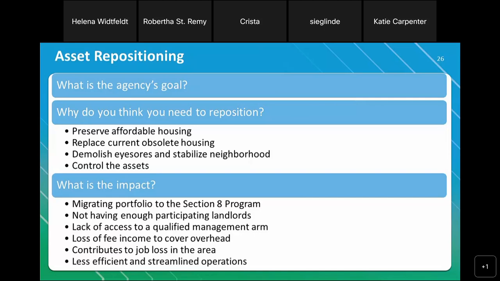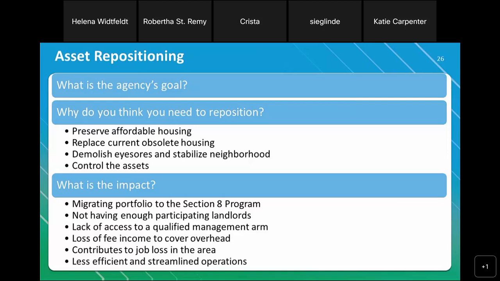And here we need to definitely consider or understand what is the agency's goal overall. Why do you think you need asset repositioning? And the answers are different for every housing authority, whether it's a large, a medium-sized, or a small housing authority, whether you are in rural or city areas, it does not matter. But generally, we have a desire to preserve affordable housing or replace obsolete housing. We know that our housing stock was created moons ago in the 30s and 40s, and we have a need to take care of that housing and brush it up and make it better housing, right? We know some of it can be an eyesore, requires demolition in general, or just in general stabilizing the neighborhood.